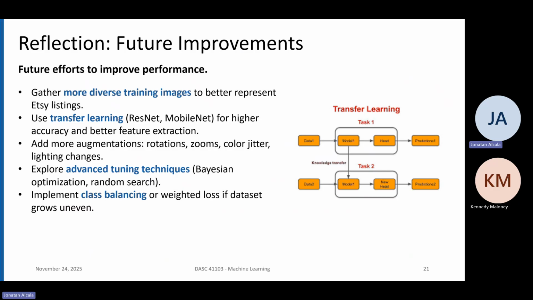And then we could also use more advanced augmentations such as rotations, zooms, color jitter, and lighting changes to create a wider feature space. And for more advanced optimization, we could explore Bayesian tuning or random search instead of simple grid search. Lastly, if the data set becomes unbalanced, using class weights or sampling strategies would help maintain fair performance across both cases.